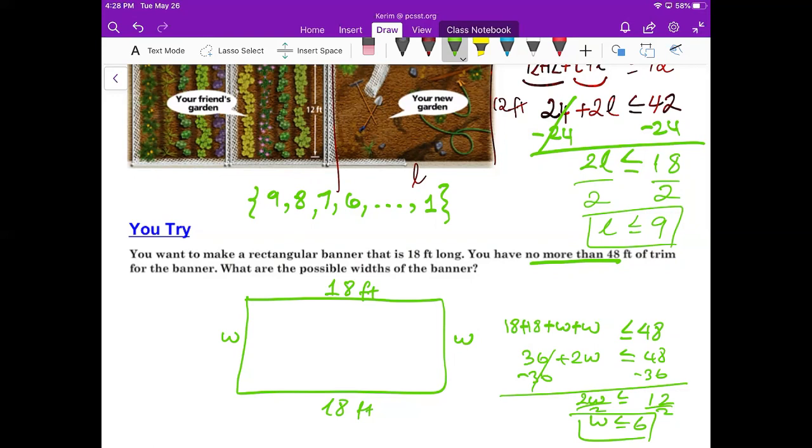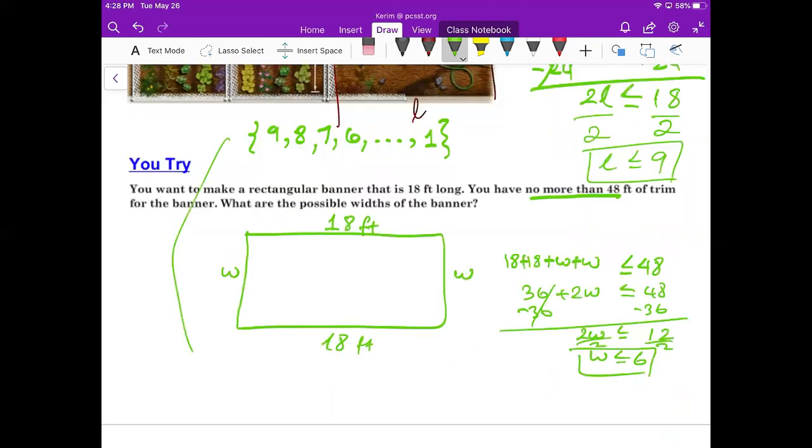That's the answer. Or if the question asks, as this question does, what are the possible widths of this banner, then you may draw the set, like I drew over here. The possible answers are 1, 2, up to 6. Those are possible answers. You may pick any one you want. That works, okay? But the proper way is saying it like this in mathematics. All right, does anyone have any question about this geometry application?